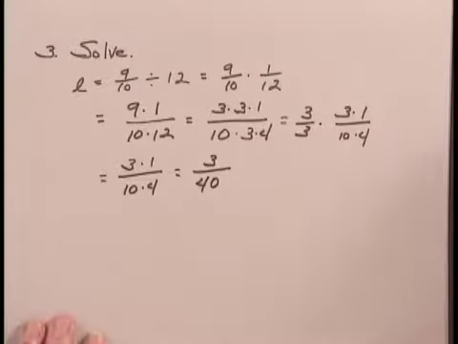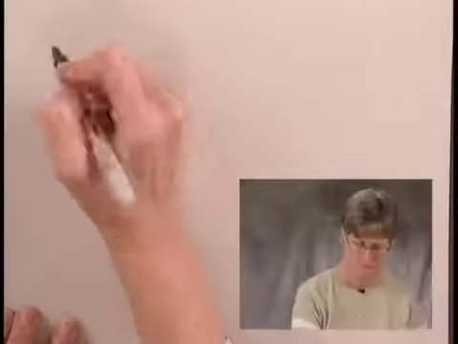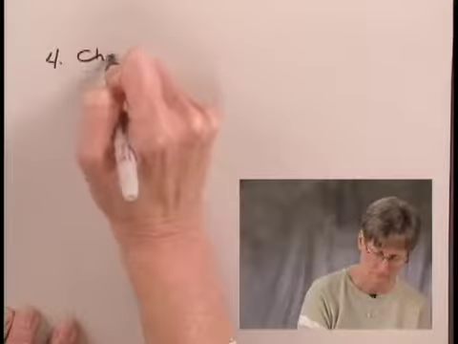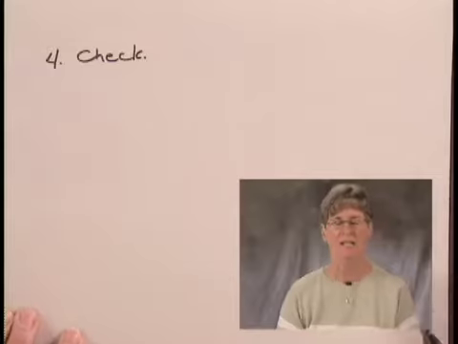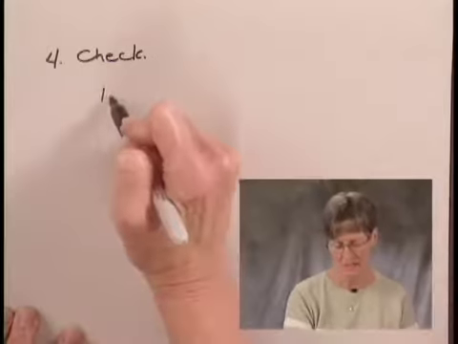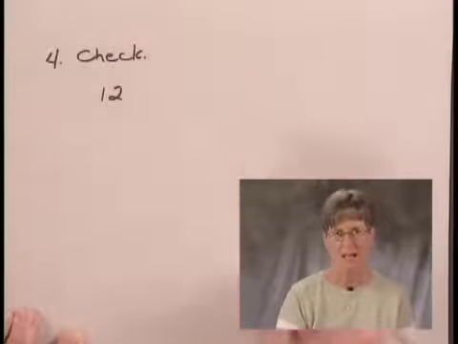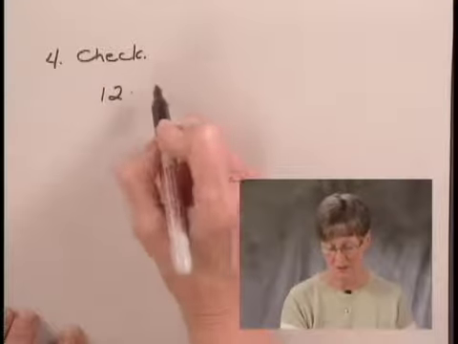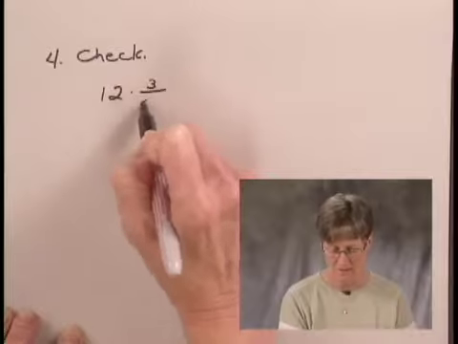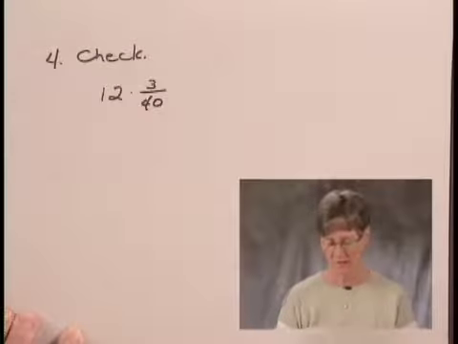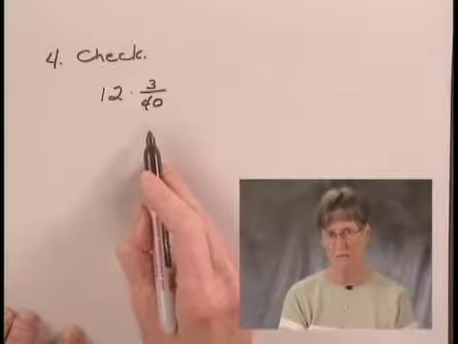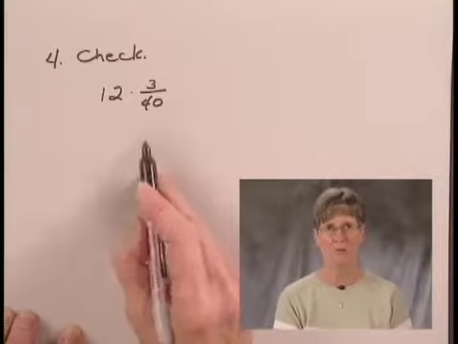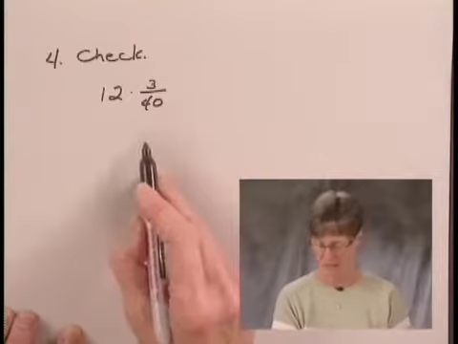The next step in our process is to check that solution in the original problem. And let's look at it this way. If I have 12 pieces of taffy, and each one of them is 3/40 meter long, then the total length of taffy that I have is 12 times 3/40. So let's do this multiplication and see if we come out with the original amount of taffy that we had, which was 9/10 of a meter.